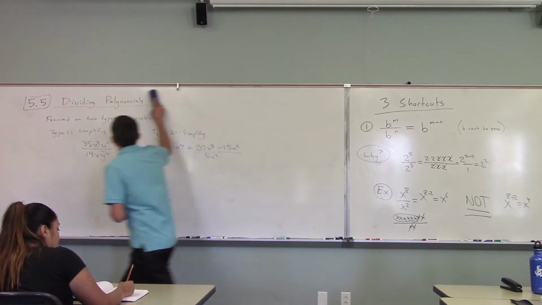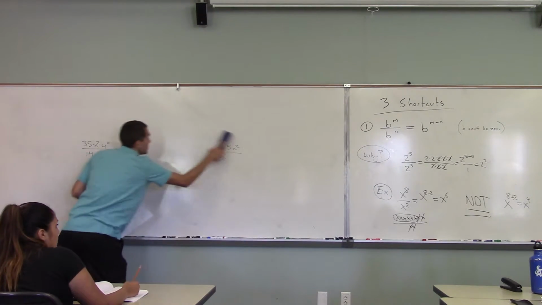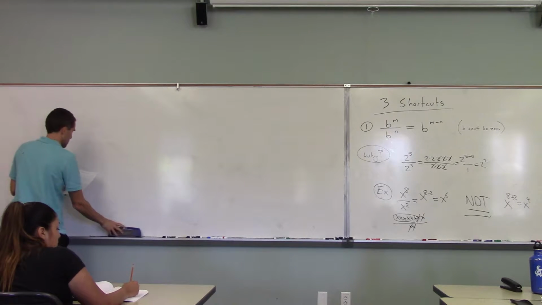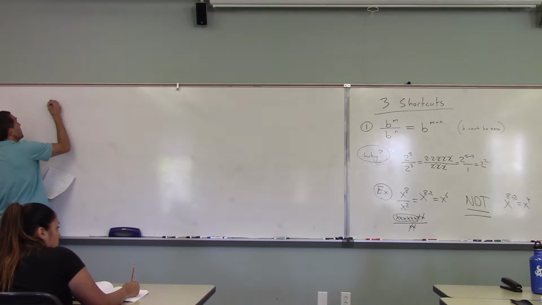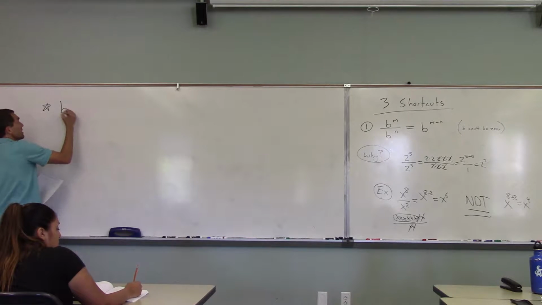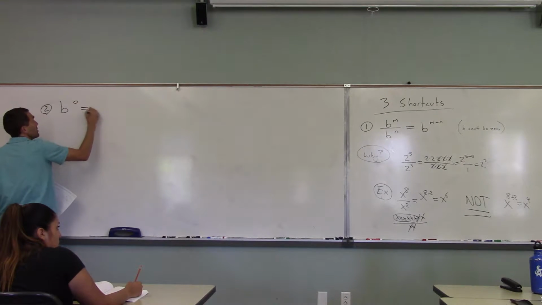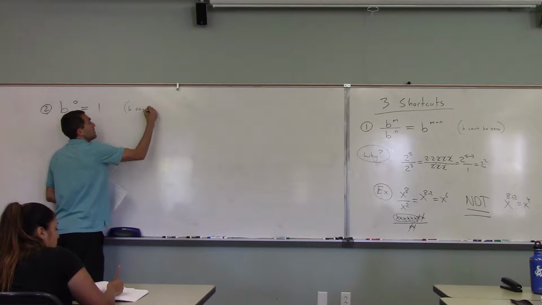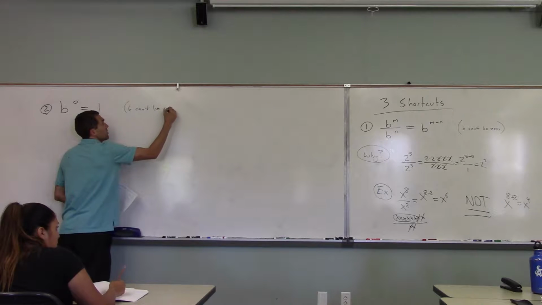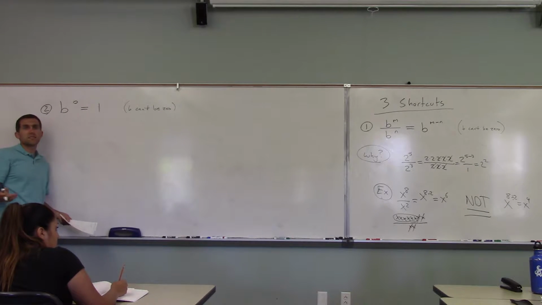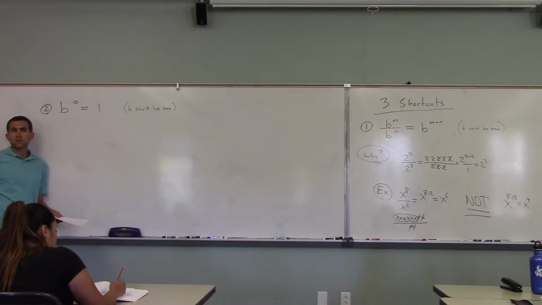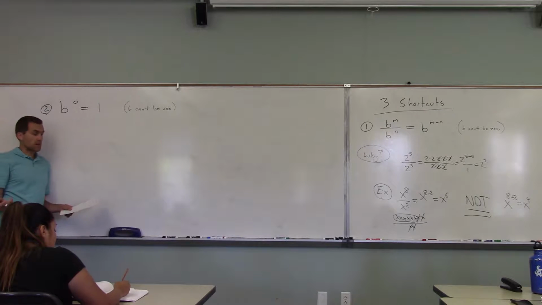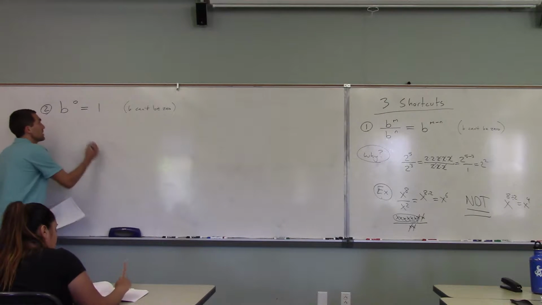All right, now the second rule, number 2, is b to the 0 equals 1. Again, b can't be 0, but other than that, anything to the 0 power is equal to 1. I'll give you 2 reasons why, and then we'll do some examples.